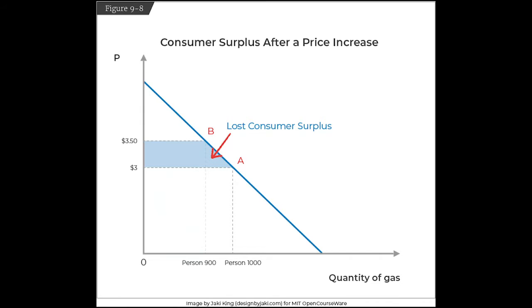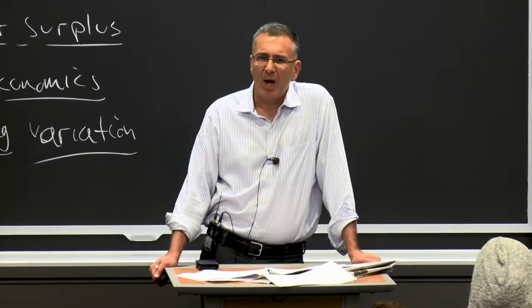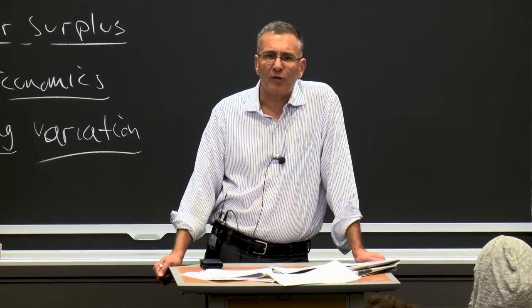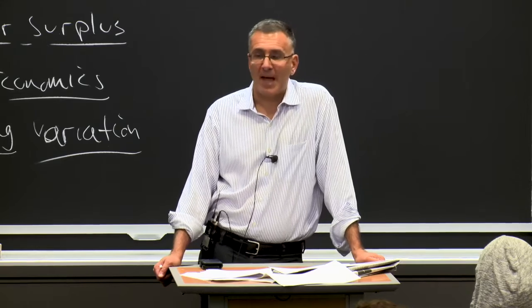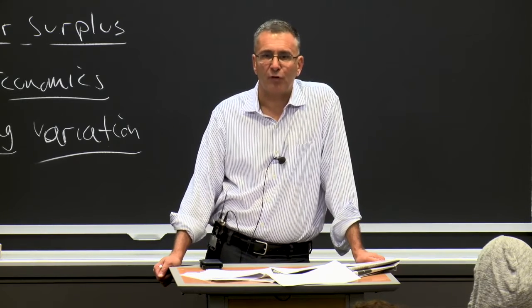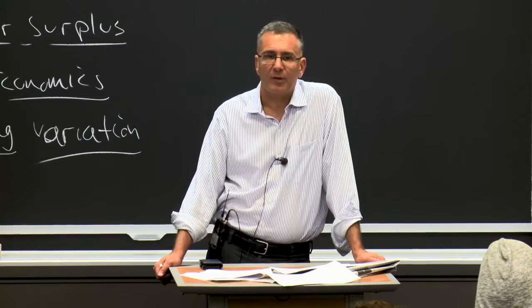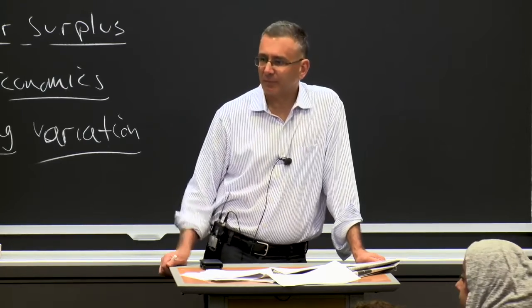You've lost that trapezoid. Why is it a trapezoid? Why is the lost consumer surplus a trapezoid? Because two things have happened. What are the two things that have happened that have reduced your consumer surplus? Let's get some more folks involved. Go ahead.